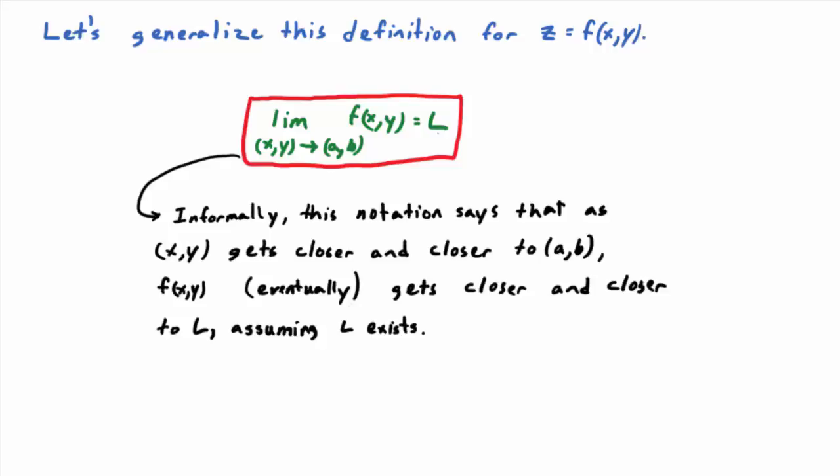So everything's going to generalize. The notation is going to look very familiar. What this limit notation is saying, as (x, y) gets closer to (a, b), f of (x, y) is going to get closer and closer to L. It's the same definition. It's just the inputs are a little different. And that's what I tried to say right here. Informally, this notation says that as (x, y) gets closer and closer to (a, b), f of (x, y) eventually will get closer and closer to L, assuming that limit exists.